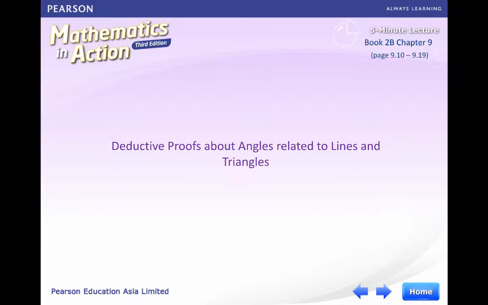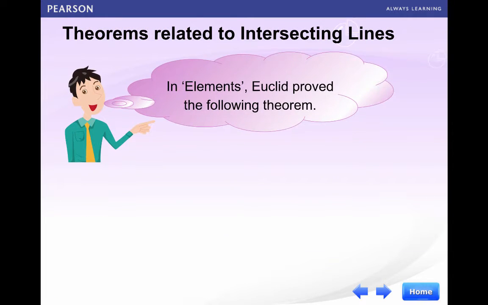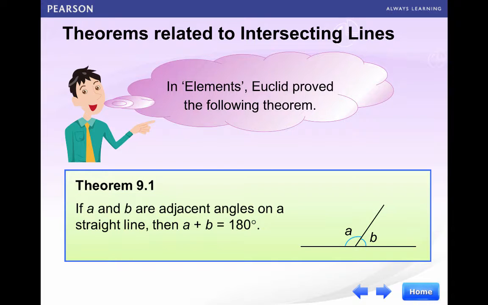Hi students, in this video we will talk about the deductive proofs about angles related to lines and triangles. In the Elements, Euclid already proved the following theorem. This theorem says that if two adjacent angles are on a straight line, then the sum of these two angles will be 180 degrees. We call this adjacent angles on a straight line.